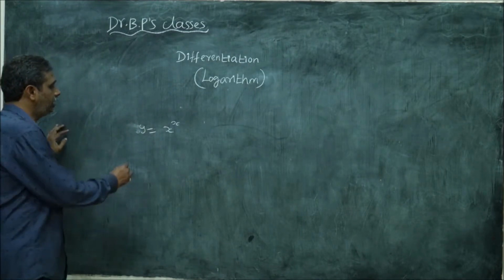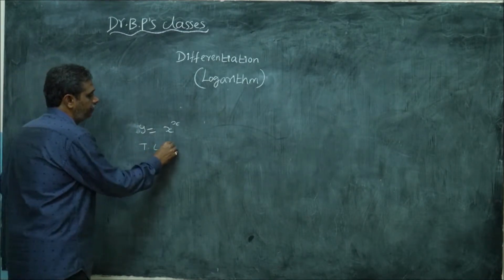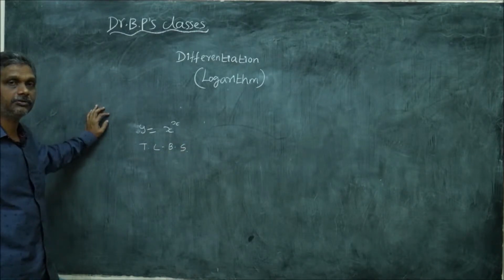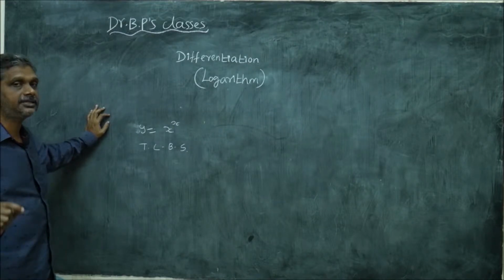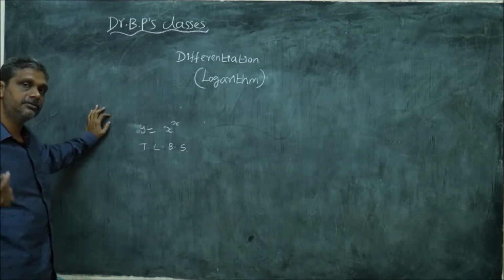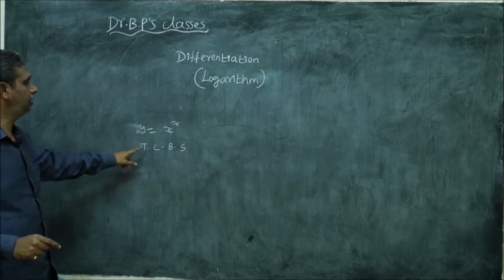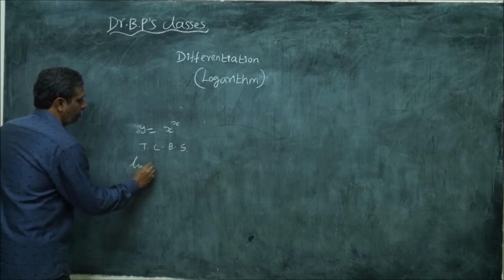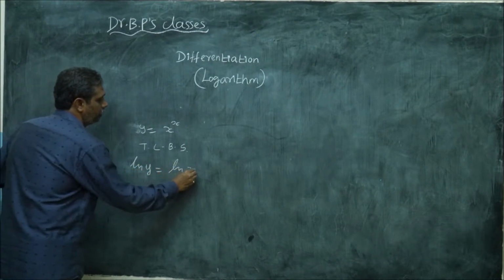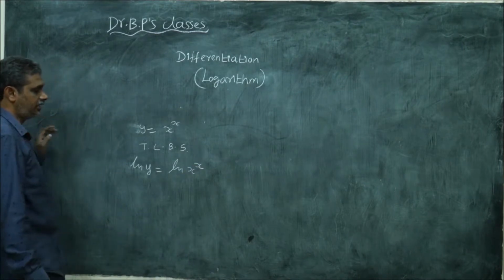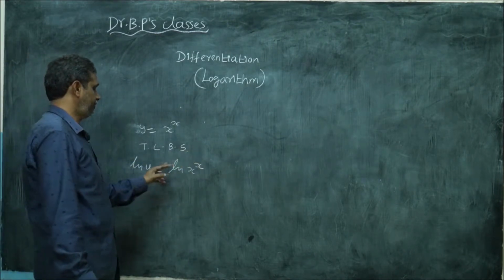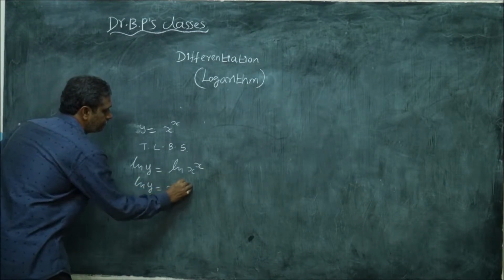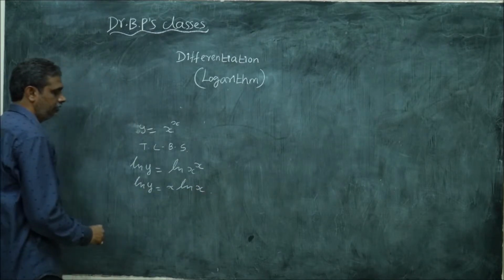What will you do? Taking log on both sides. Logarithmic means, in integration and differentiation throughout your life, you use base e only. If I am not mentioning the base, it is e only. So taking log on both sides, what will I get? Log y is equal to log x to the power of x. Already you studied log x power n, the power will come in front, friends, the theorems you already know. So log y is equal to x log x.